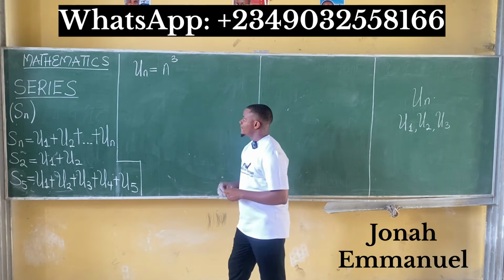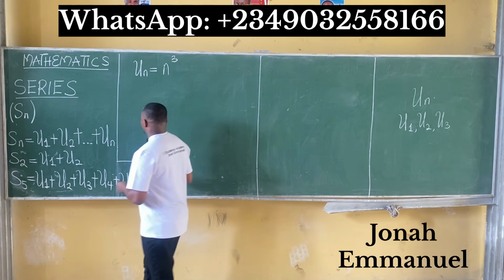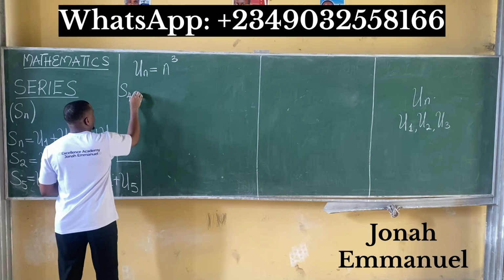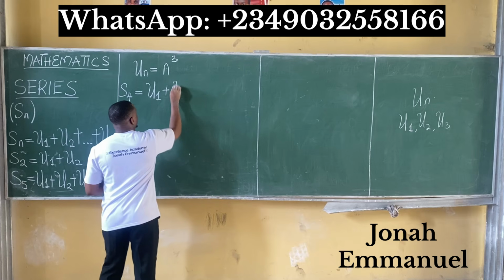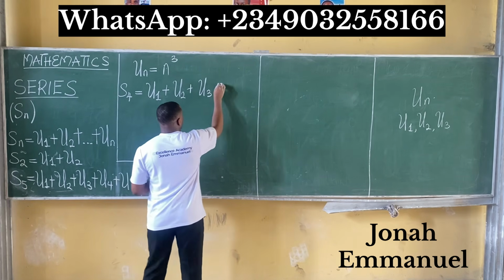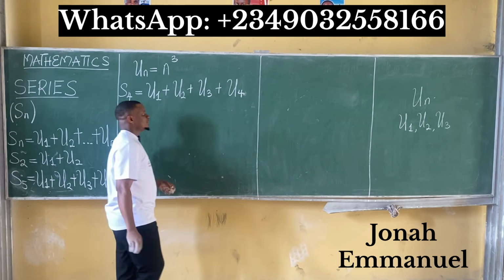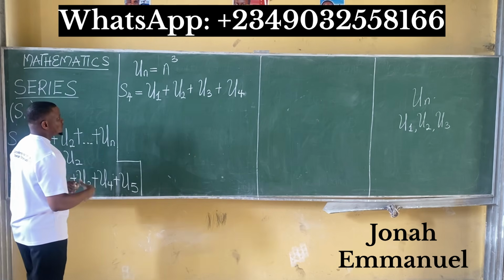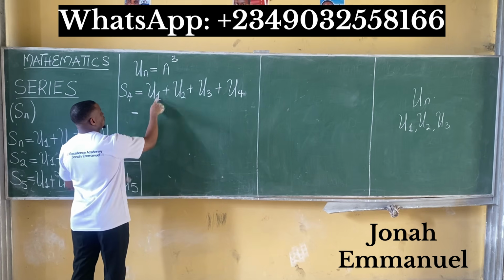So we get the first term, second term, third term, and fourth term. The sum of the first four terms is given by S4. So S4 is simply U1, the first term, plus U2, the second term, plus U3, the third term, plus U4, the fourth term. These are the first four terms of the sequence. Let's get the value of U1, U2, U3, and U4. This is equal to U1, so 1 is now n here.